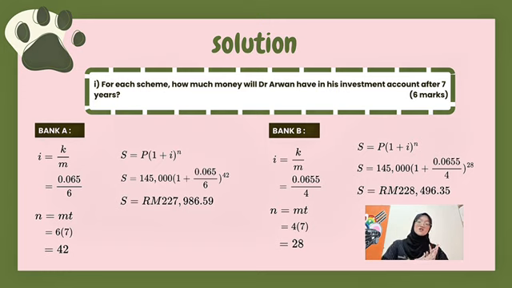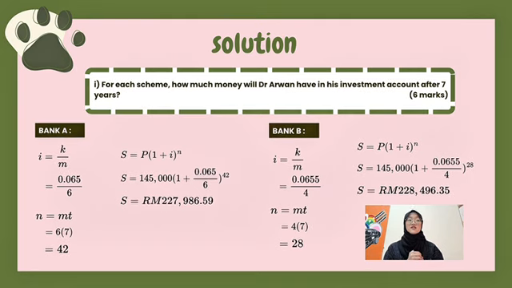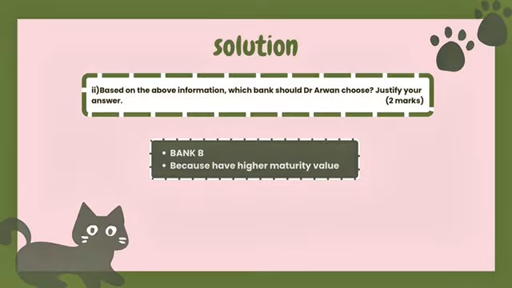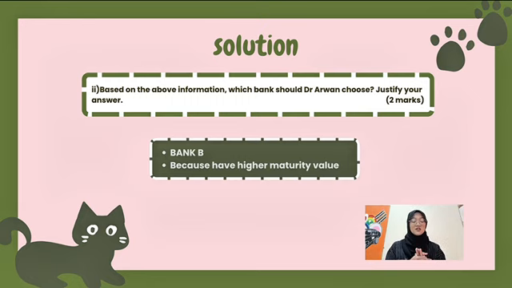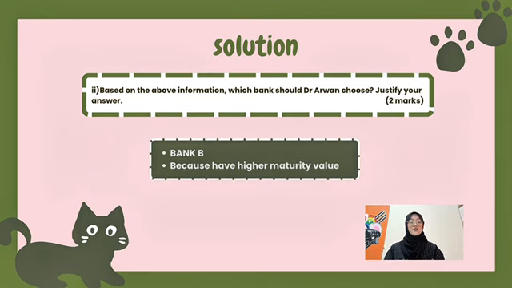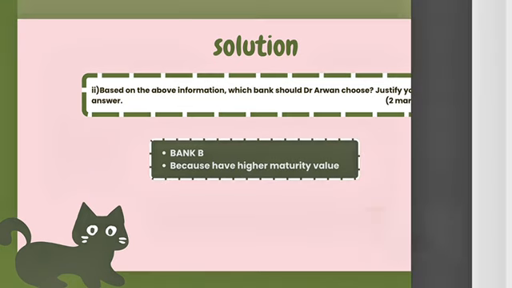Insert them into the equation. S equals 145,000(1 + 0.0655/4)^28. And with that, we will get 228,496 ringgit and 35 cents. Based on the information given, I think Dr. R1 should choose bank B because they have higher maturity value rather than bank A.